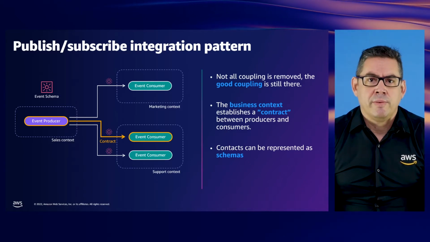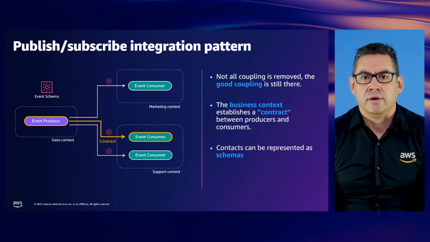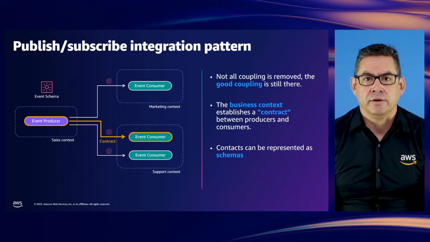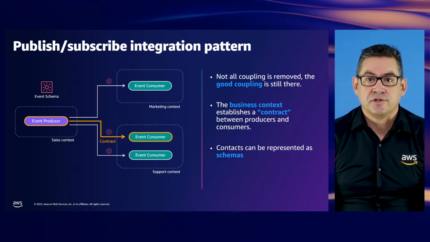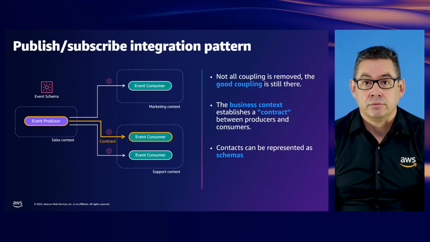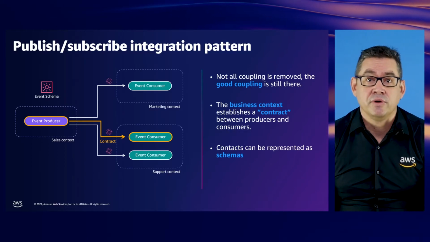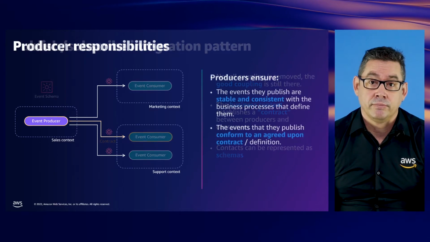Producers should also care about who they enter a contract with. There needs to be a business justification for an application to consume an event. After all, there is a cost associated with building that integration. Producers should therefore put some controls around who can subscribe to events that they are publishing.